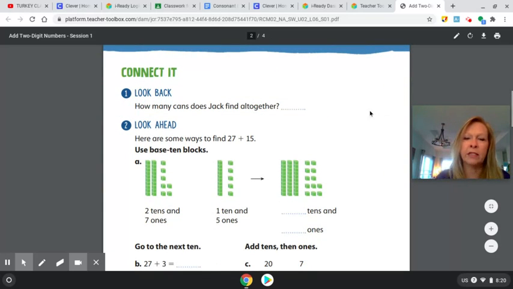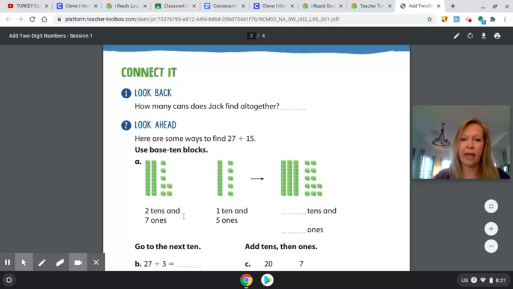So here's some ways to find 27 plus 15. So if we were in school, we could use our base 10 blocks. You can still make these. So these are our 10, 20, 21, 2, 3, 4, 5, 6, 7. So there's our 27. There's a picture of it. And then we have 15. So we have our 10, 1, 2, 3, 4, 5.